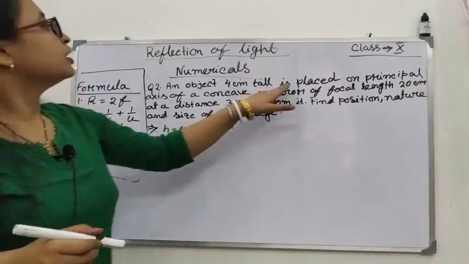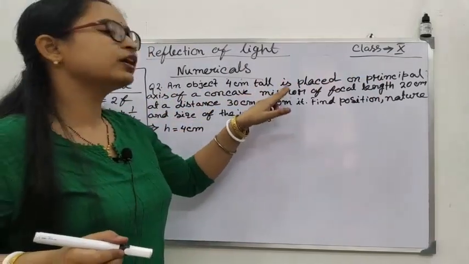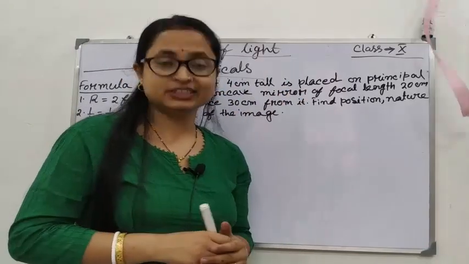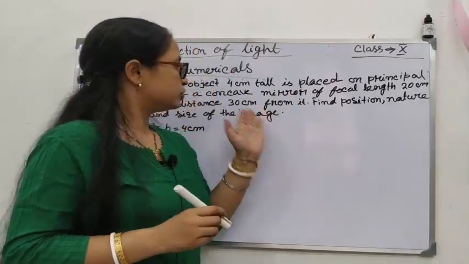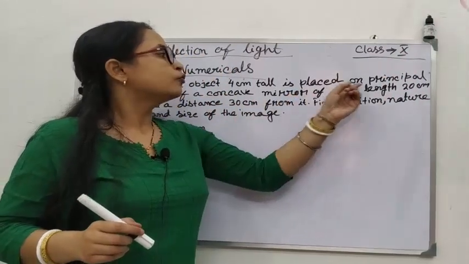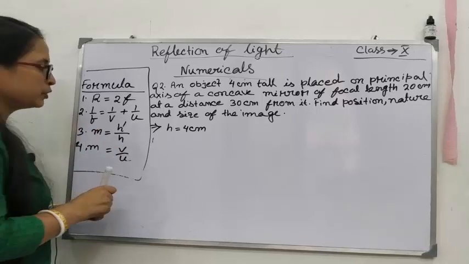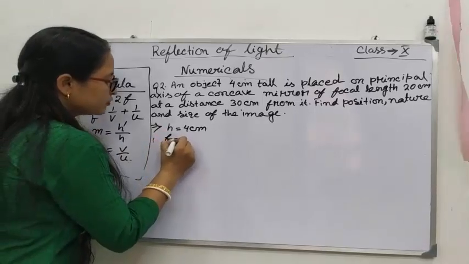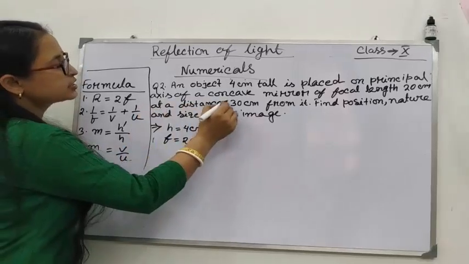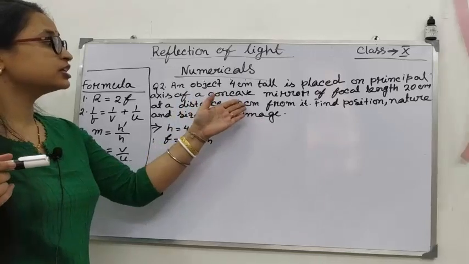Then it is placed on the principal axis of a concave mirror. Okay, we have to draw the mirror in order to get the nature of the image. So that's why you have to remember this is a concave mirror of focal length 20 centimeter. Focal length means f, so write f is given 20 centimeter. Then at a distance 30 centimeter from it.